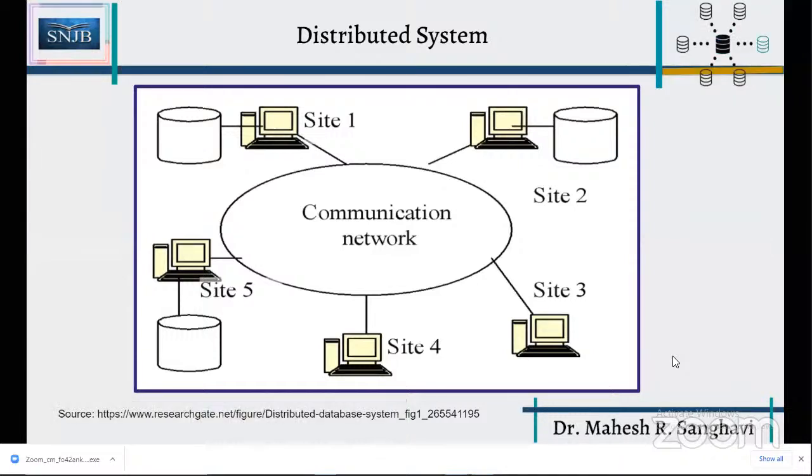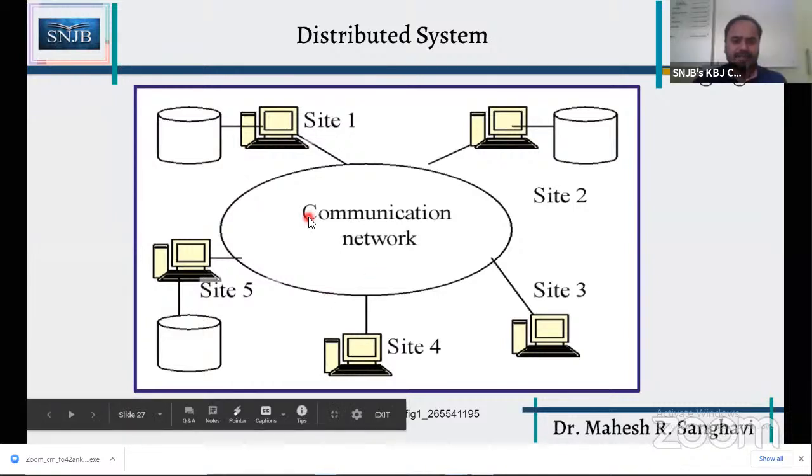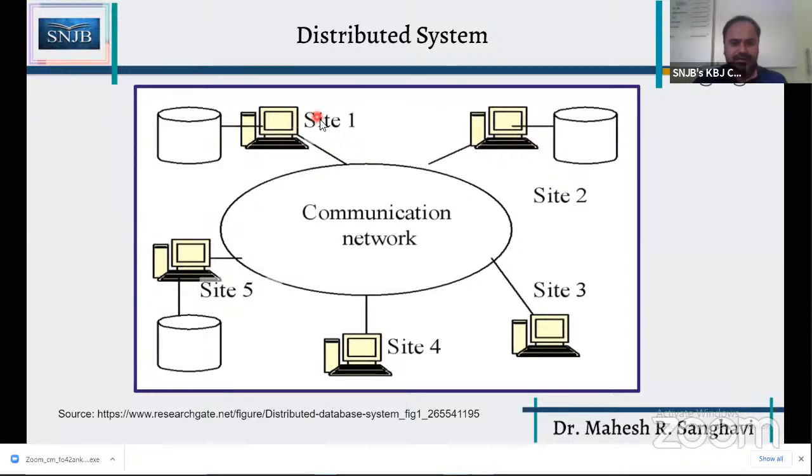You can understand here that when site 1 is connected with site 2, whenever there is communication of site 1 with site 2, it will always be via this communication network. Site 1 will not be aware where exactly site 2 is located, and site 2 is also not aware where exactly site 1 is located, but they can communicate with each other via this communication network. That is the reason this computer network can also be known as a communication network, because the main aim is sharing of data or sharing of information.